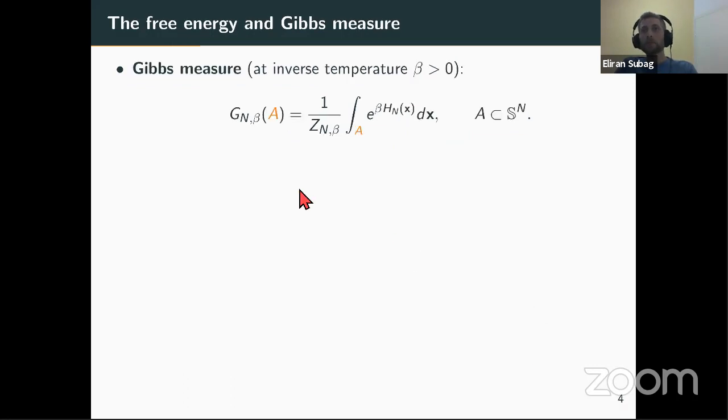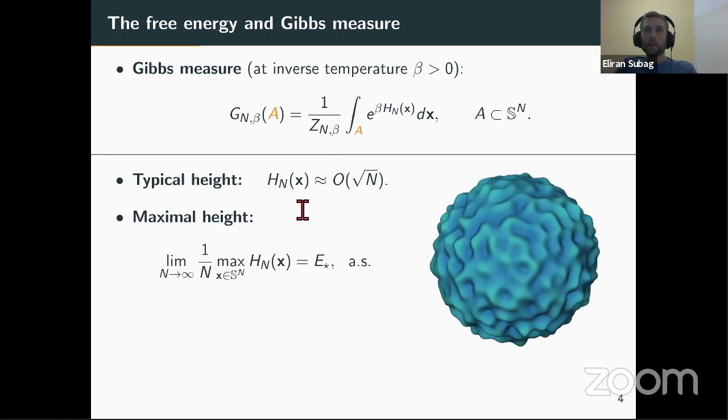Okay, and the Gibbs measure is a random probability measure on the sphere. You simply take your random function, multiply by beta, and exponentiate. And use this new function, which is now positive, as a density on the sphere, and normalize everything so that the total mass is 1.